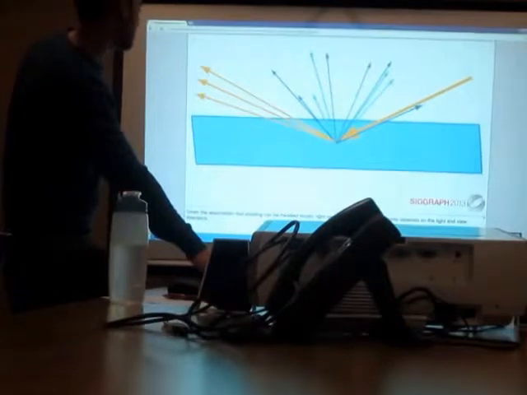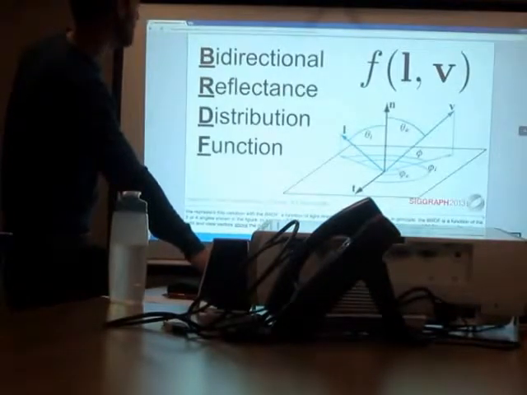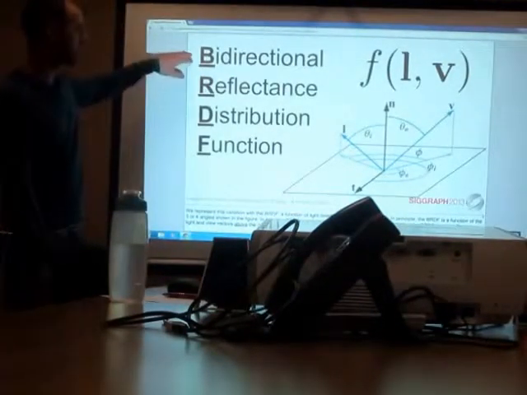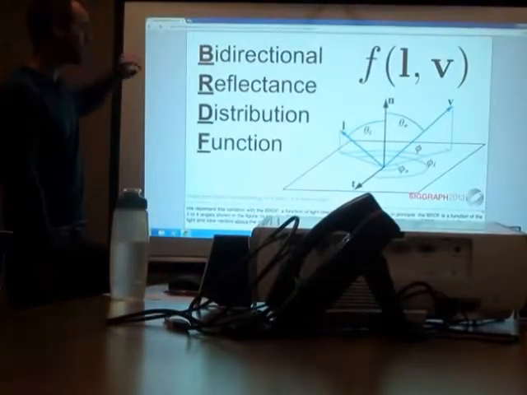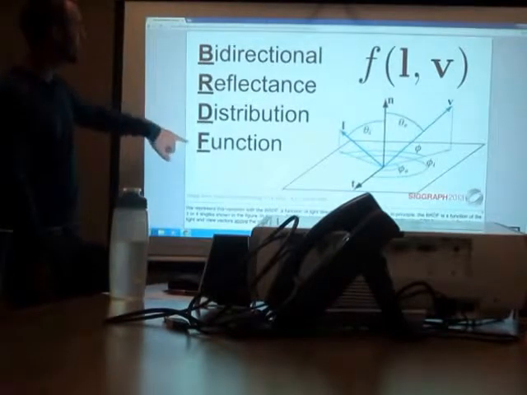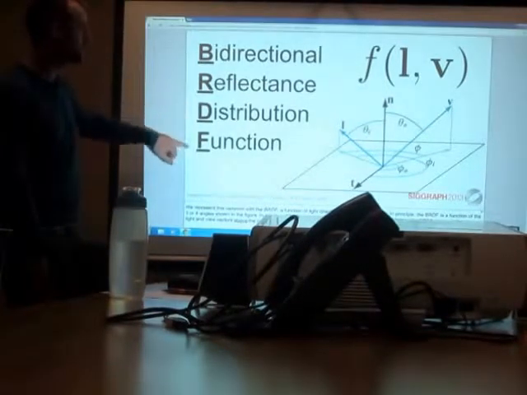Okay, so light can be handled locally for most surfaces, which brings us to the heart of any physically based rendering equation, which is the BRDF, the bidirectional reflectance distribution function.